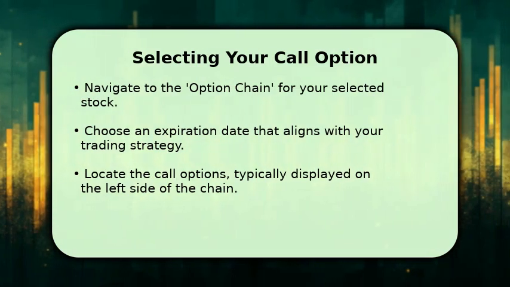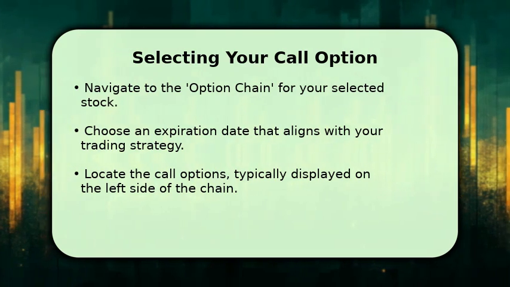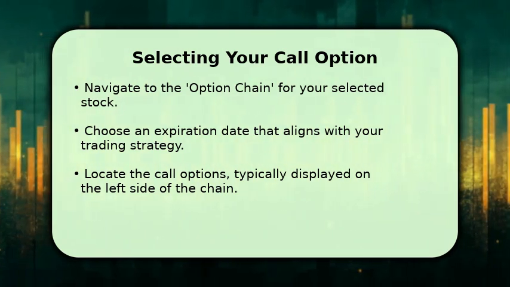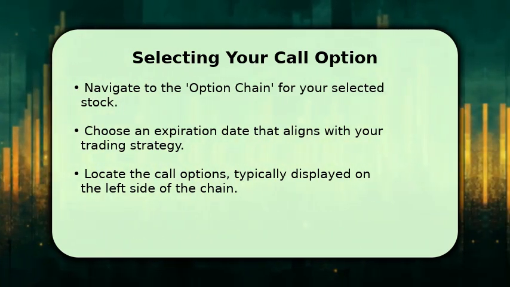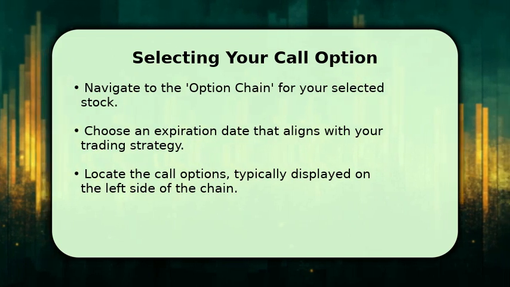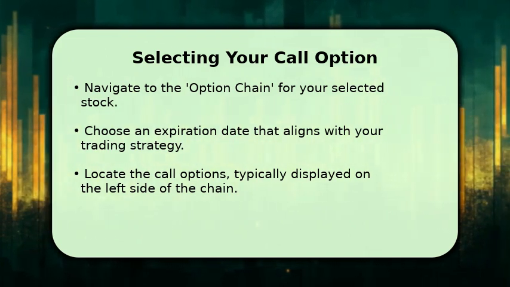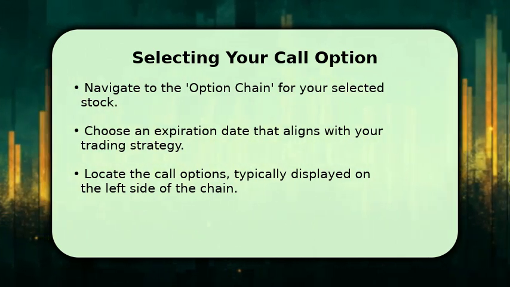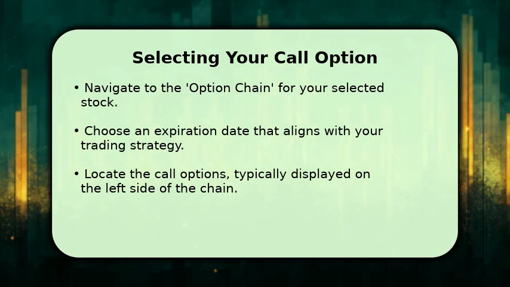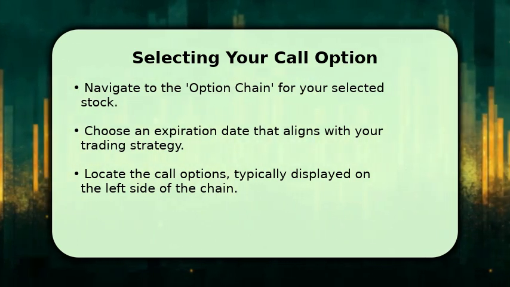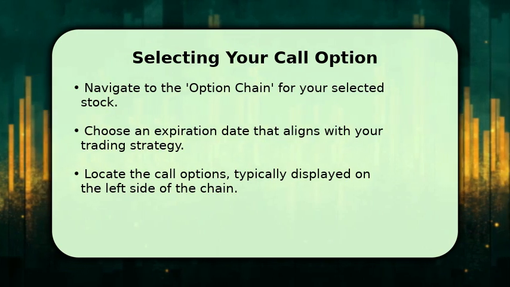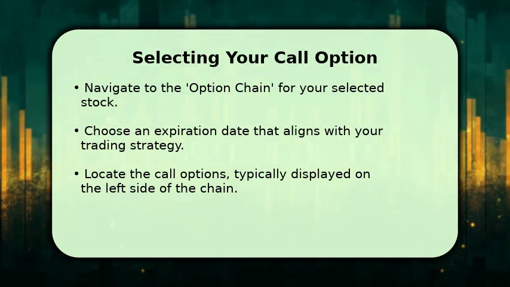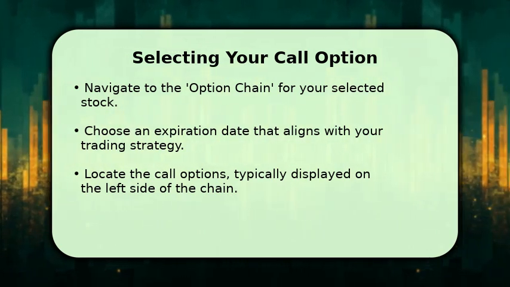Now, let's move to selecting your call option. Once you have chosen your underlying stock, navigate to its option chain within the platform. Here, you will see various expiration dates. Select one that best suits your trading outlook. Call options are usually listed on the left side of the chain. Carefully choose your desired strike price from this list. To begin your purchase, simply click on the ask price corresponding to that specific call option.